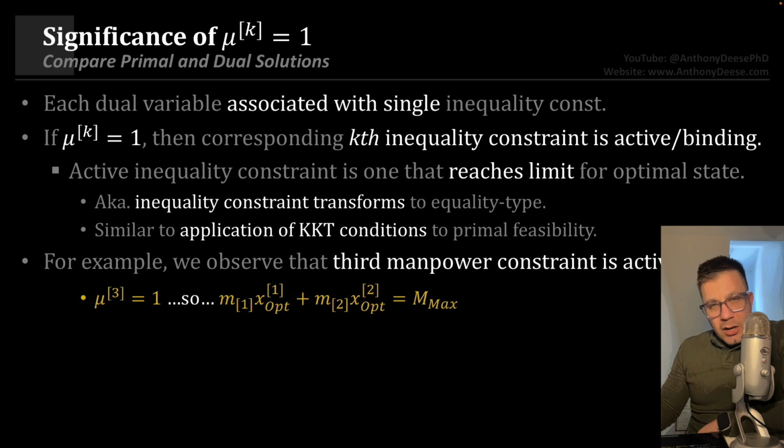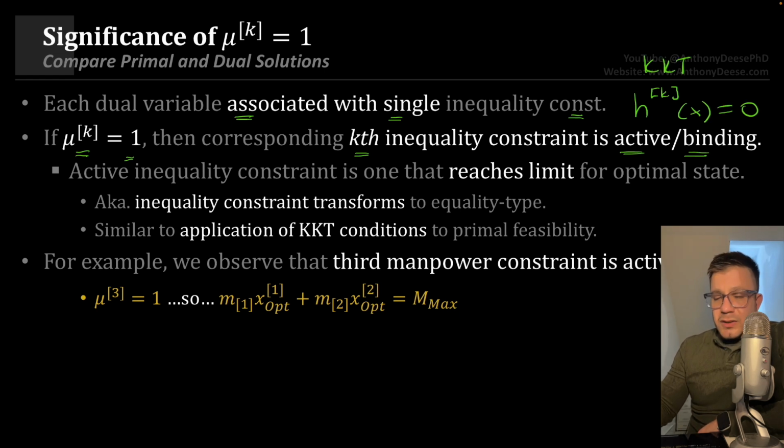All right, so let's talk about the significance of one of the mu's being equal to 1. Each dual variable, we know, is associated with a single inequality constraint. And so if a given mu value is equal to 1, then the corresponding kth inequality constraint is active or binding, and that's the case where we know that it's equal to 0. This is not the first time we've seen this. We talked about KKT. We spent a lot of time talking about active, inactive, binding, non-binding constraints. And we've already observed that a binding inequality constraint can be converted to an equality type constraint. Again, very similar to how we applied KKT.